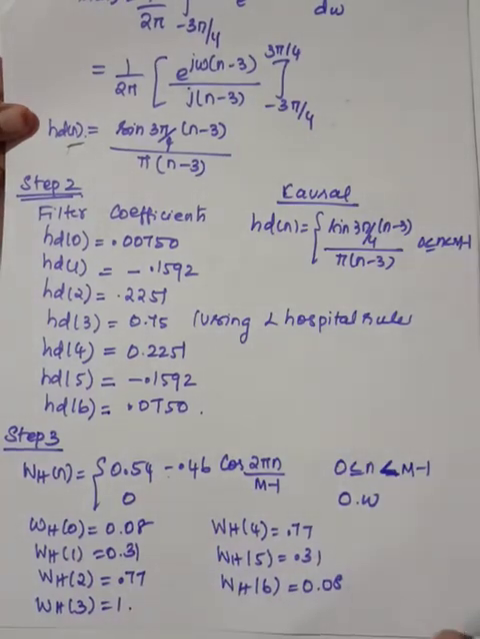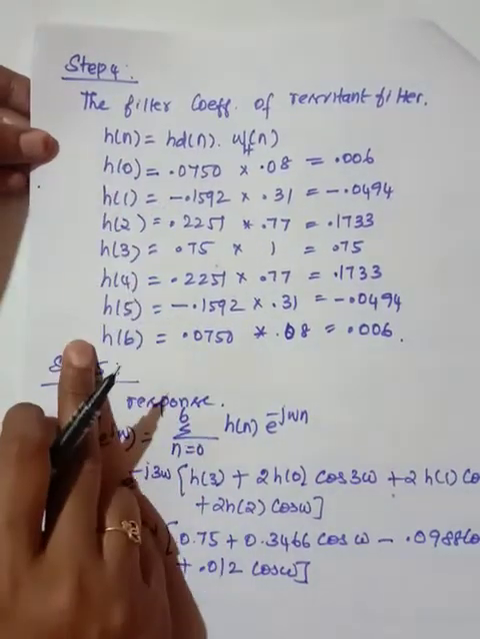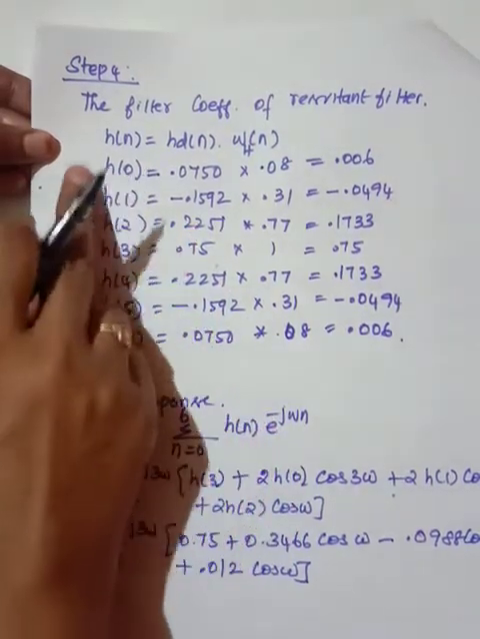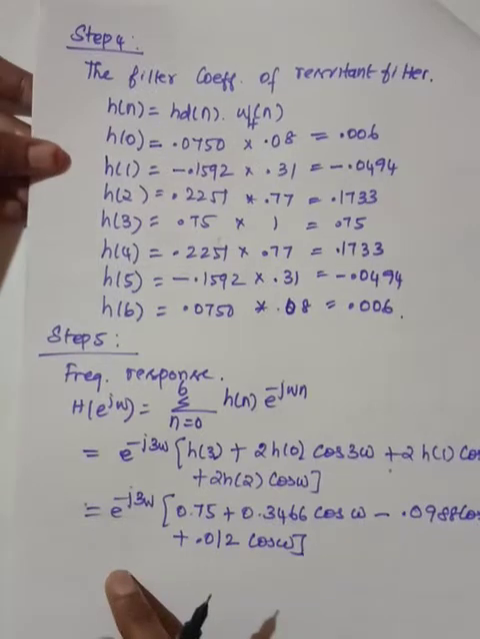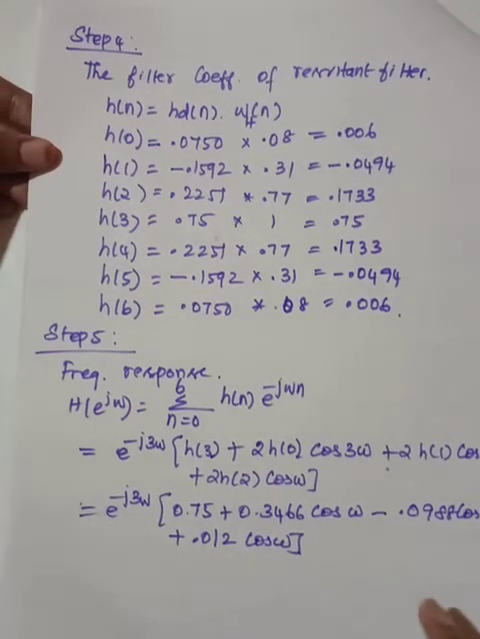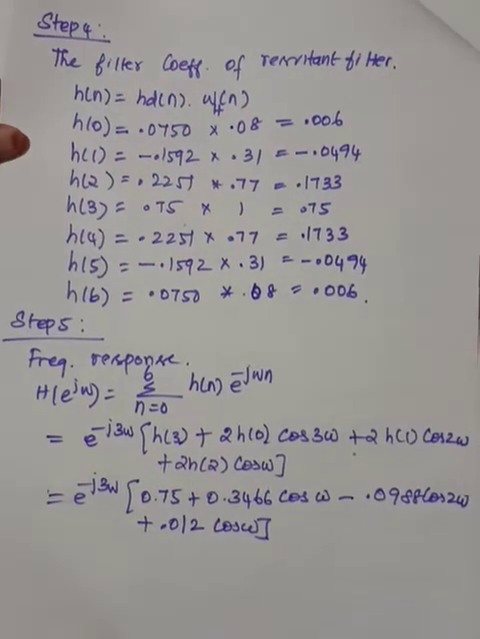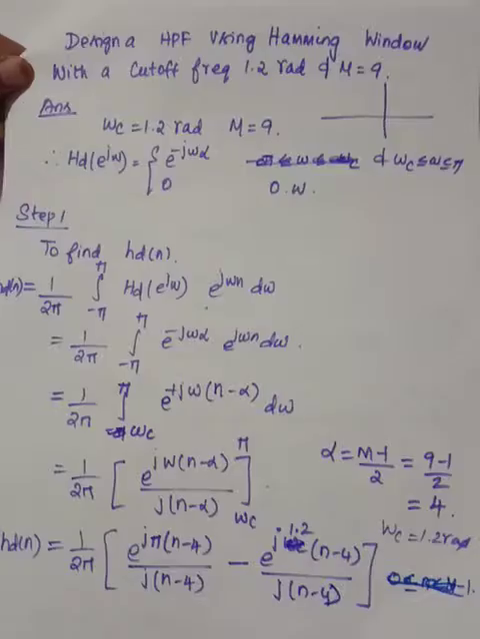So I am getting these answers. Now here, after finding the window function, you have to multiply with this. Then finally you need to find the frequency response by substituting z equal to e power j omega in the transfer function equation. You just try all these workout problems and check your answer.